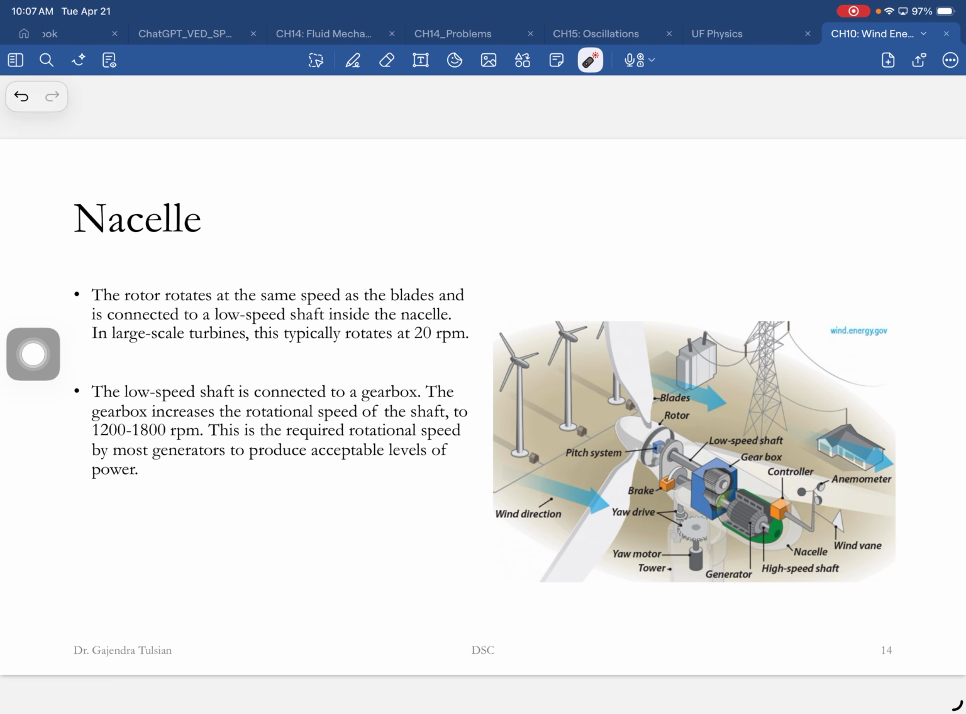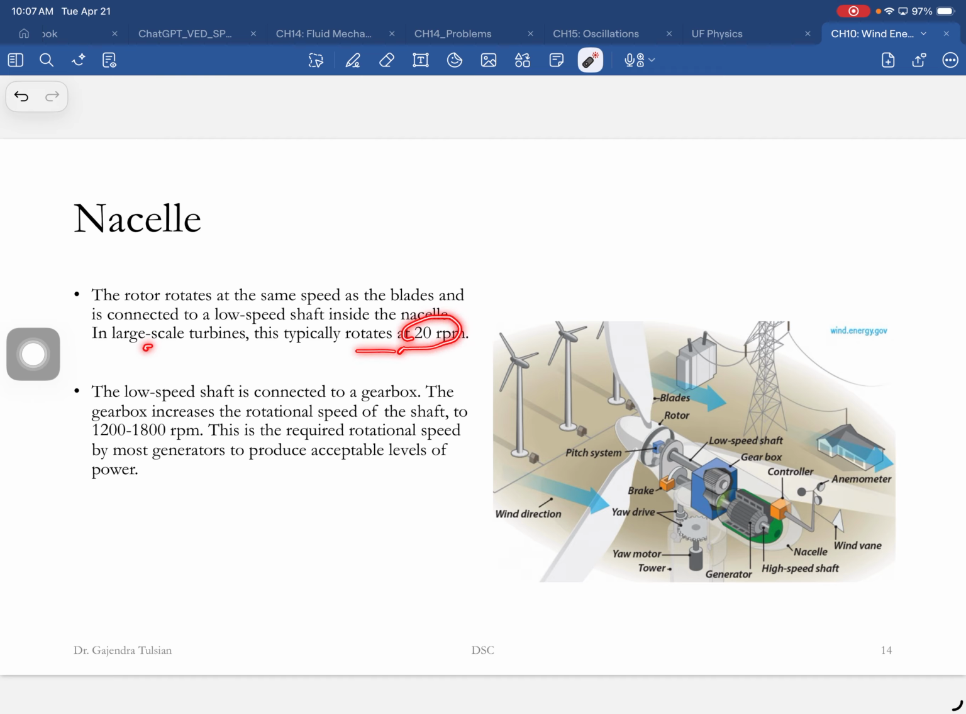Okay, so here's inside the nacelle. The rotor rotates at the same speed as the blades. So if the blades are going at 20 RPM, that's also going at 20 RPM. Then you use gears.